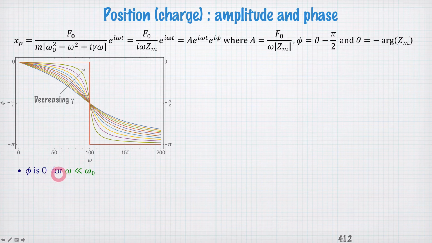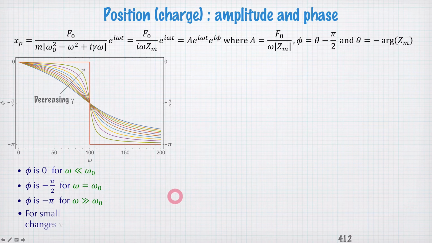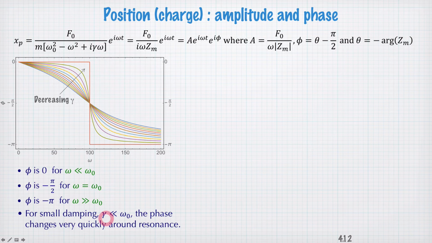So phi is roughly 0 for frequencies much less than the resonant frequency, negative pi on 2 for frequencies at the resonant frequency, and negative pi for frequencies much larger than the resonant frequency. And for small damping, so when gamma is very small, the phase changes very quickly around resonance as you move the drive from below to above resonance.